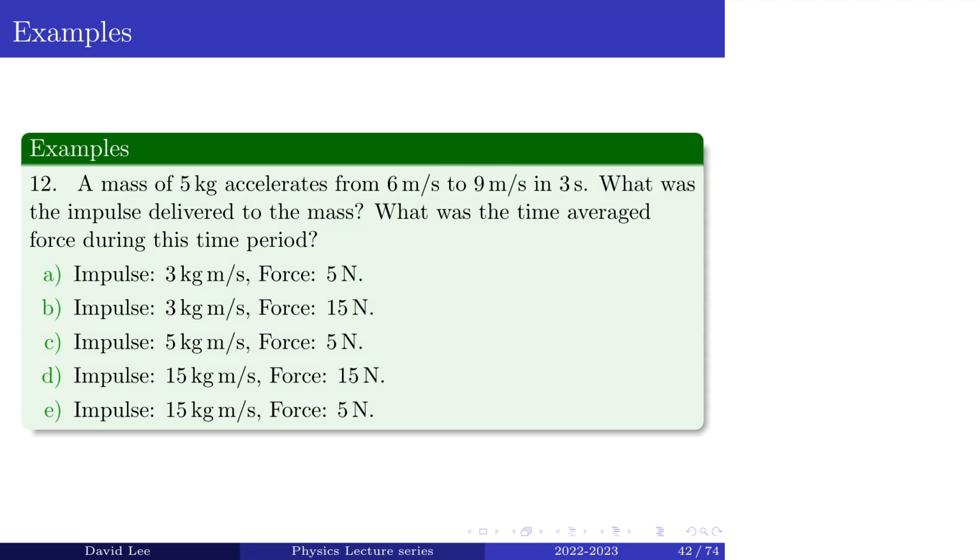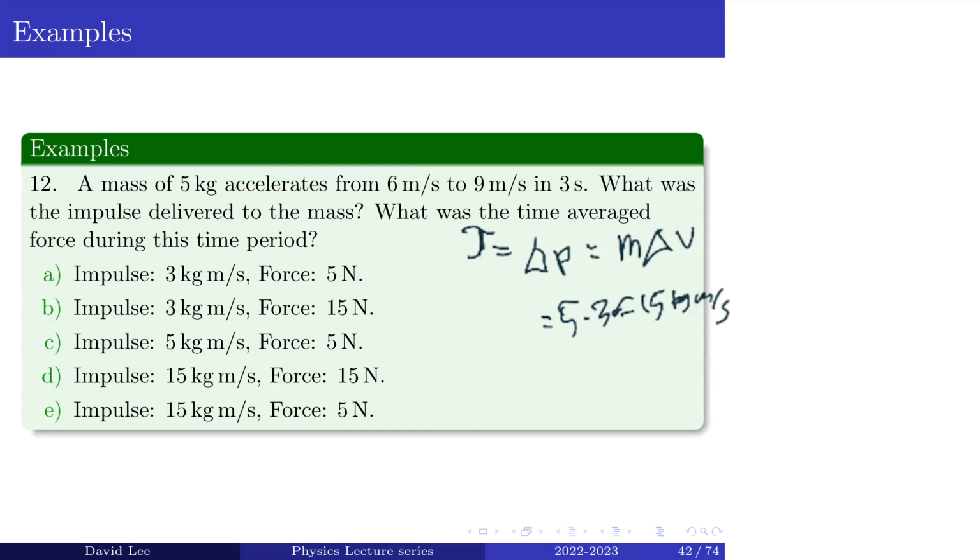So how will we do this problem? Well, first the impulse. Let's recall the definition of impulse. Impulse J is equal to the change in momentum. In this case, the mass is constant, so this is just mass times the change in velocity. The mass is 5 kilograms. The change in velocity is 3 meters per second. So this is 15 kilogram meters per second. So that's the first part.